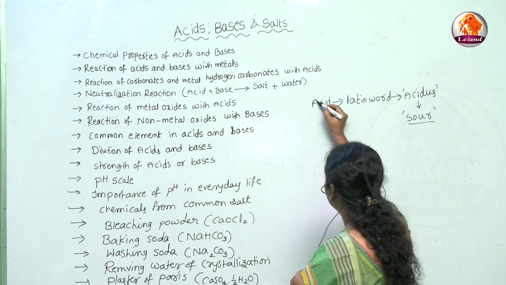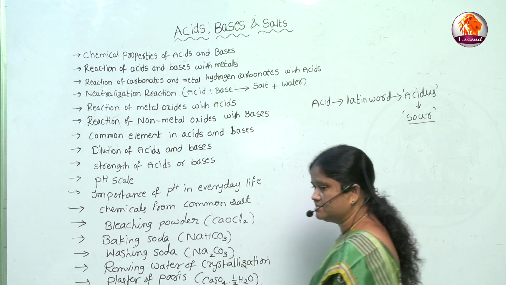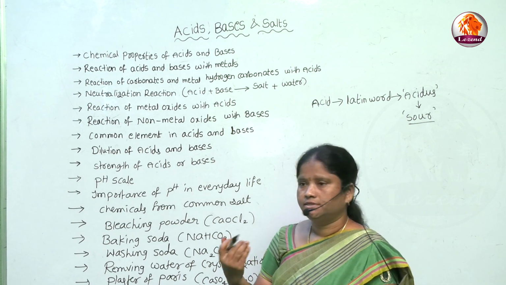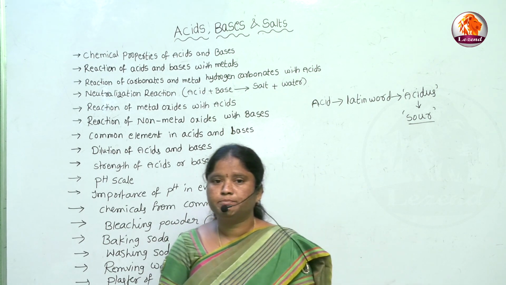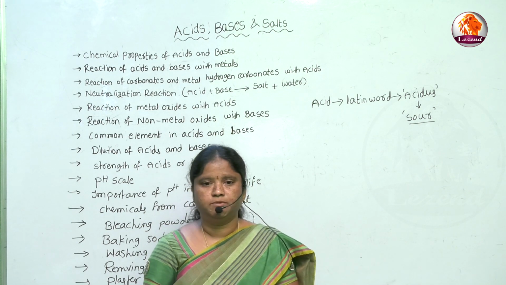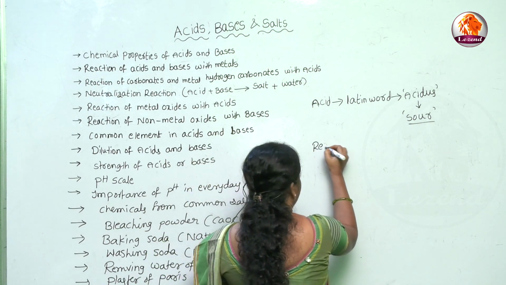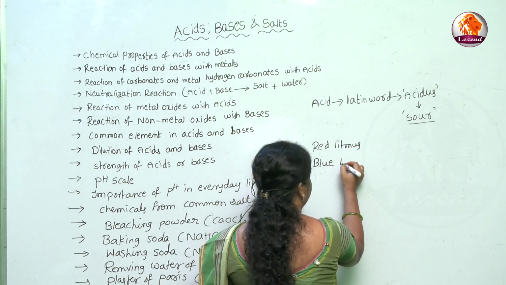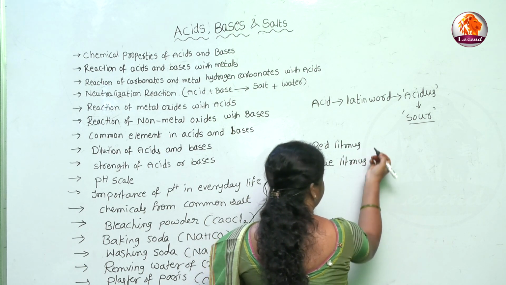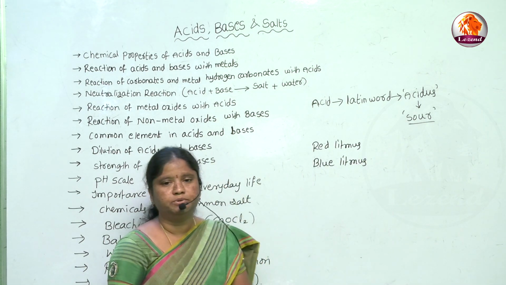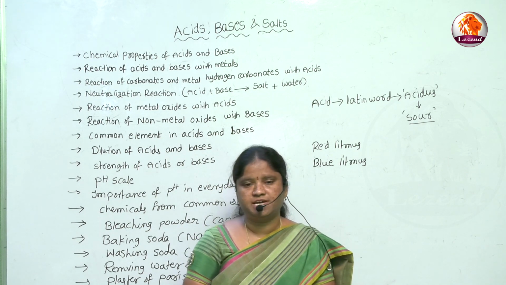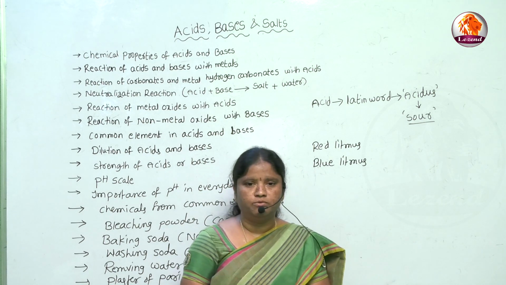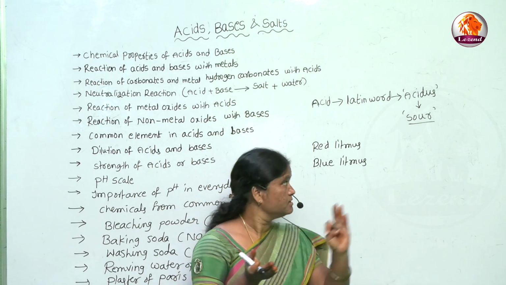Acids are sour to taste. And we can also tell the property of an acid by using litmus papers. We get two kinds of litmus papers, red litmus paper and blue litmus paper. These litmus papers are used to identify the nature of a substance, whether it is acidic or basic in property.